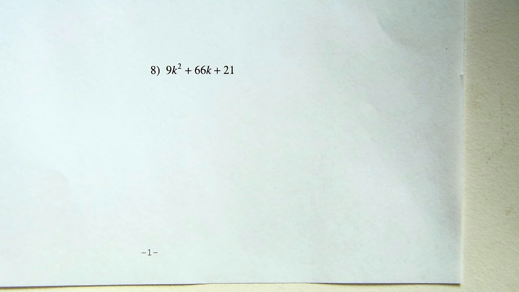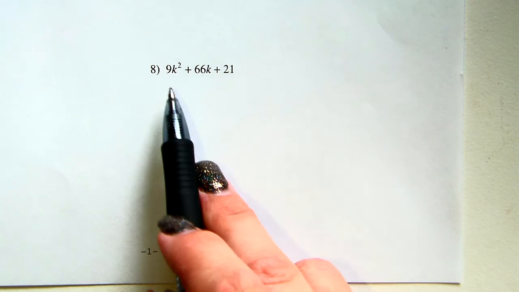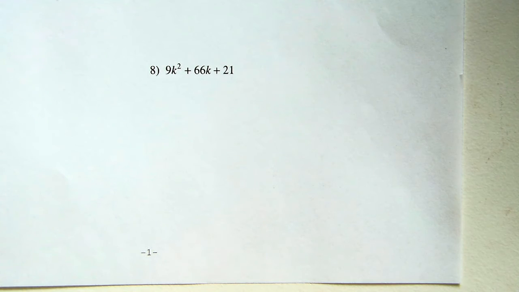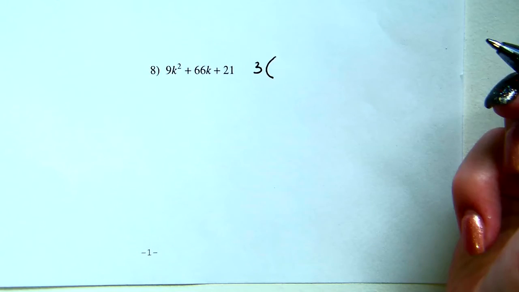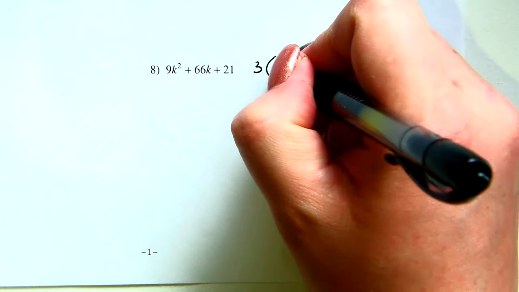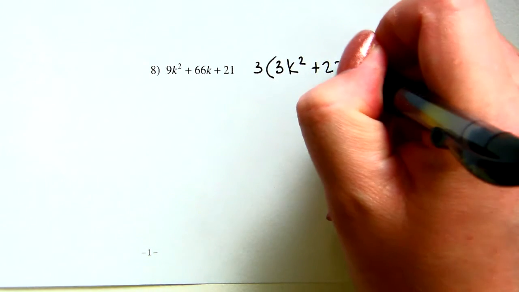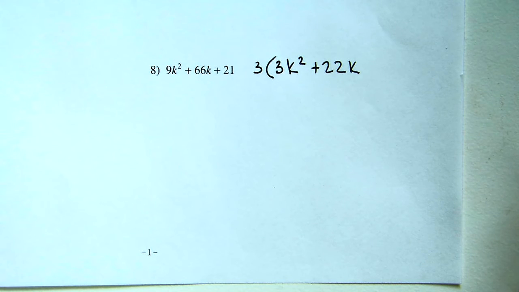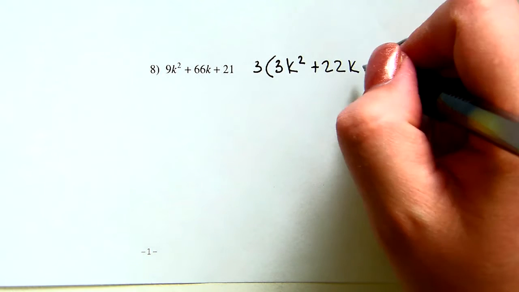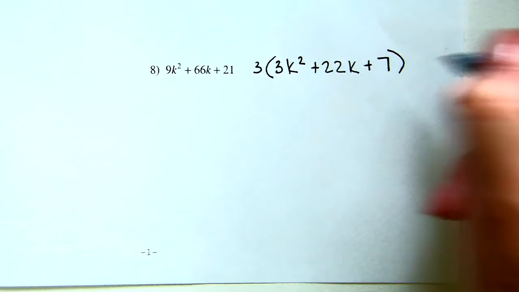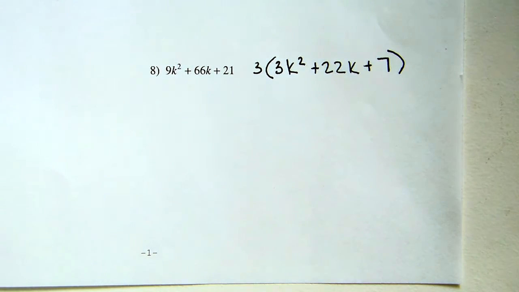So to save myself a little time, I'm going to pull out a greatest common factor. And in this case, a greatest common factor, or a number that can go into all three numbers, is 3. So I'm going to take out a 3 from everything. And when I go 9 divided by 3, we'd be left with 3k squared. 66 divided by 3 would be 22. And 21 divided by 3 would be 7. Now these numbers, those are a lot prettier.